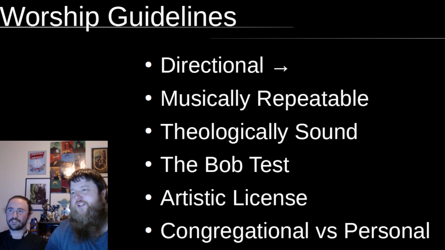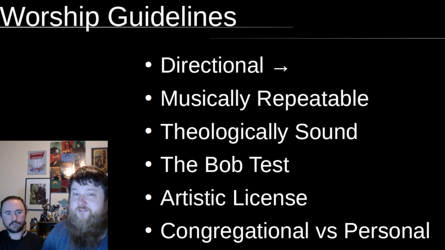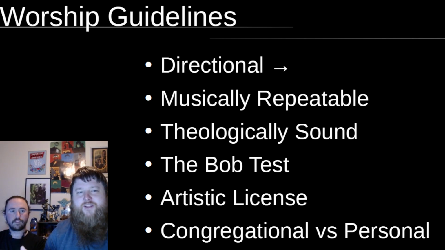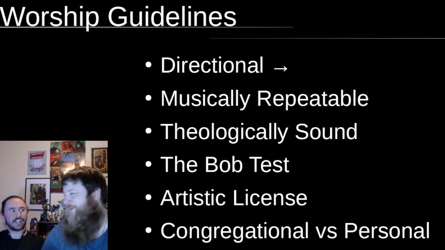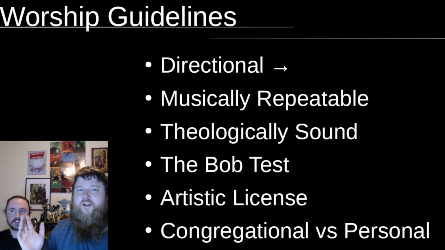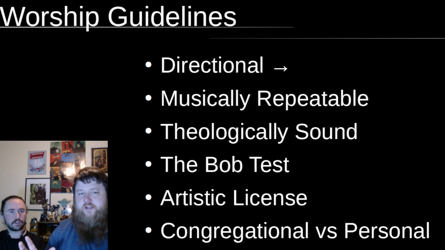So let's do this. Here are our worship guidelines: directional, musically repeatable, theologically sound, the Bob test, artistic license, and congregational versus personal. Now, I have done several videos about these. I'll link the original one in the video. It is a bit dated. But basically, the rundown, if you're new and you don't know what any of these mean: directional is the idea that worship is to somebody, and we are directing our worship to God. So we should, in our songs, direct worship to God. Now, there's more to that. We'll get into the weeds in a little bit.